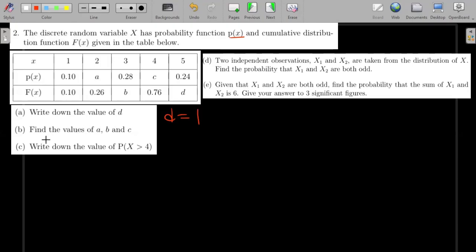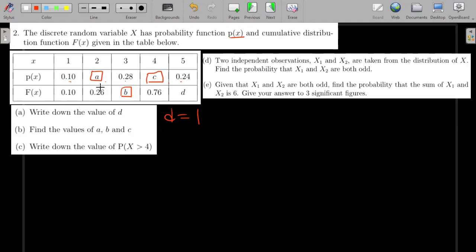Then find the values of a, b, and c. So this is my a here, this is my b, and this is my c. We're going to use the formula for cumulative probability here. Because this one here is the first probability, the second, the third, the fourth, and the fifth. And these ones here are cumulative. So for this one here, you just get the same one, 0.10.